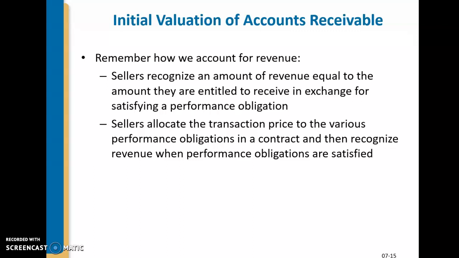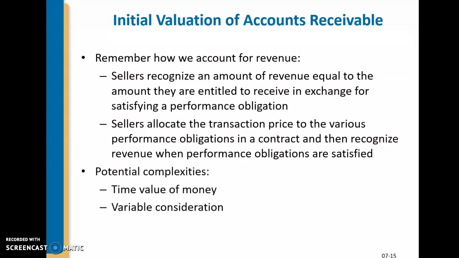Remember how we account for sales revenue. Sellers recognize an amount of revenue equal to the amount they are entitled to receive in exchange for satisfying a performance obligation. This is from Chapter 6. Sellers allocate the transaction price to various performance obligations in a contract and then recognize revenue when performance obligations are satisfied.